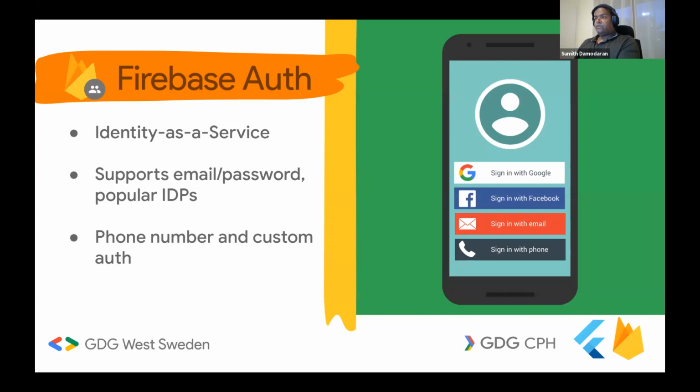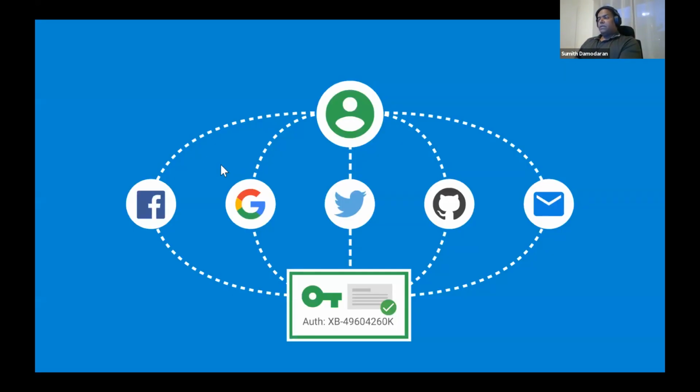And the way it works is basically having all these providers, it creates a token for a particular user in its own database. And if you are moving from one auth provider to another auth provider, you can actually reuse the token within the app. So you don't have to ask them to sign in again. So Firebase automatically handles things.